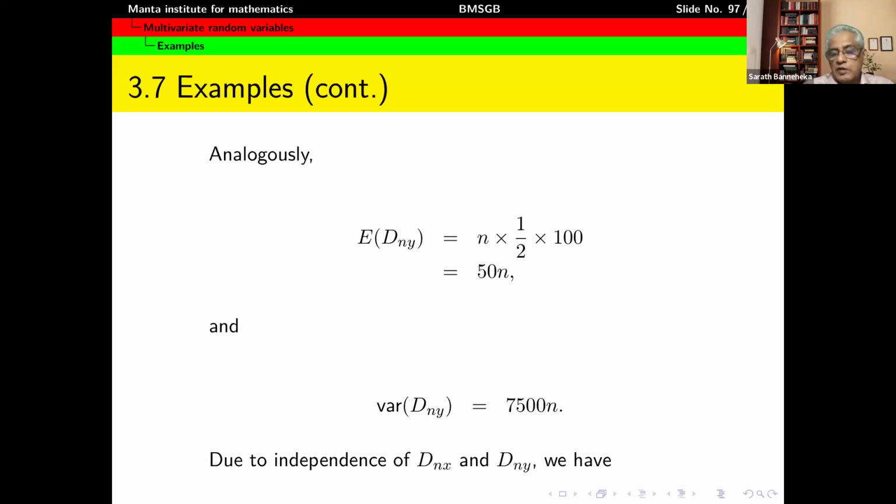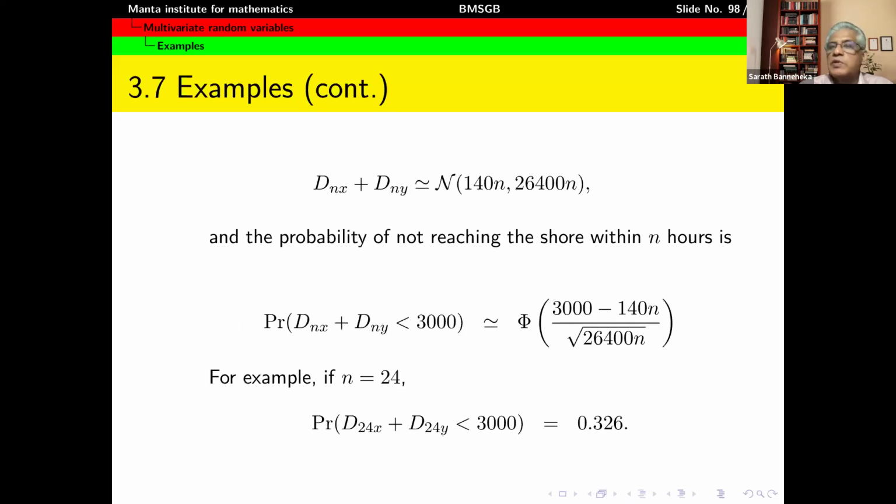They are independent. Therefore, their expected values and variances will be just the sum of the expected values and the sum of the variances. So finally, dnx plus dny will have approximately a normal distribution, assuming n is large. What we need is the probability that dnx plus dny is less than 3000. Doing the usual standardization, this is equal to the cumulative standard normal probability evaluated at 3000 minus the mean, divided by the standard deviation.